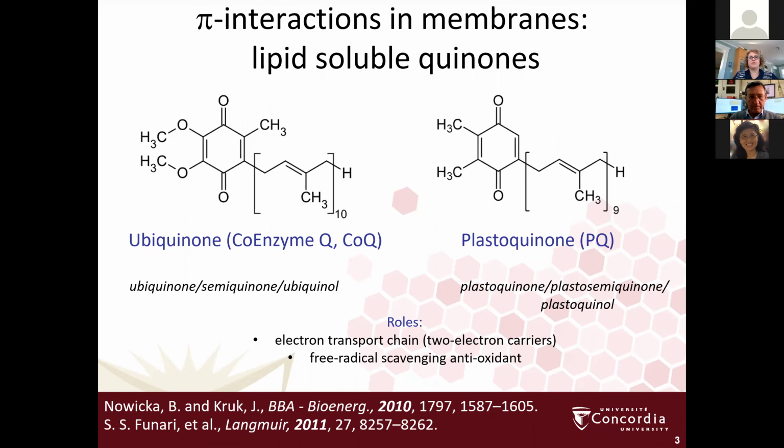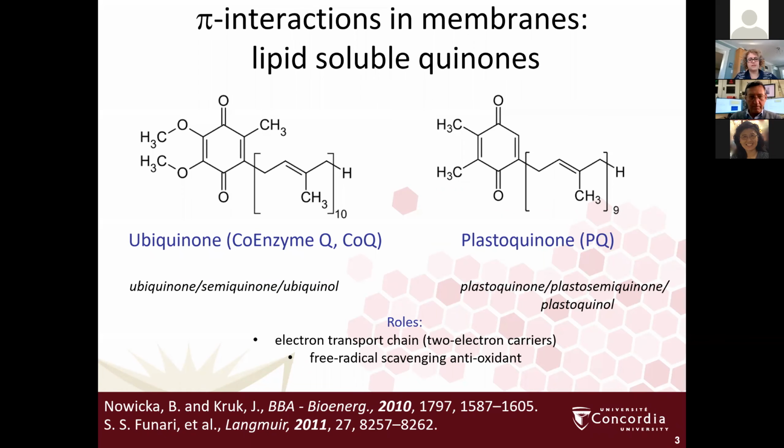And we started getting interested in this with looking at lipid-soluble quinones. So there's ubiquinone, which is coenzyme Q, and plastoquinone, which are both involved as two electron carriers in electron transport chains and as free radical scavenging antioxidants in membranes. So there are these pi systems that can give rise to pi interactions in membranes.